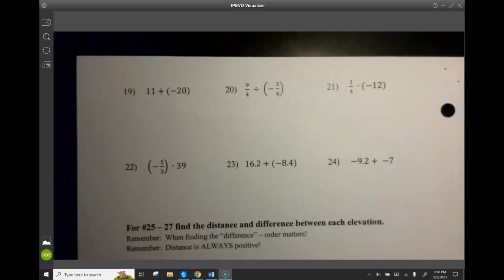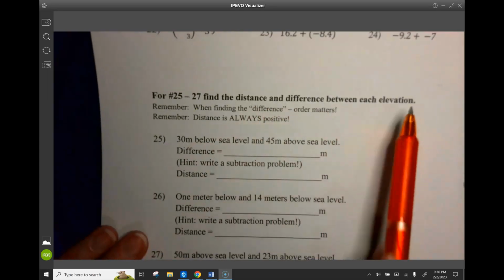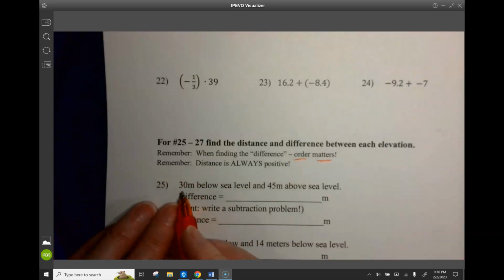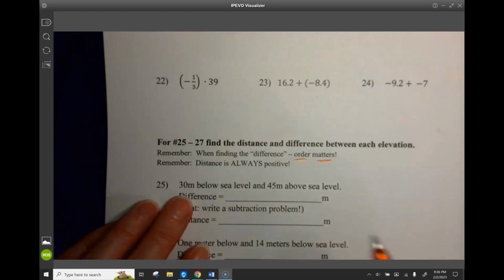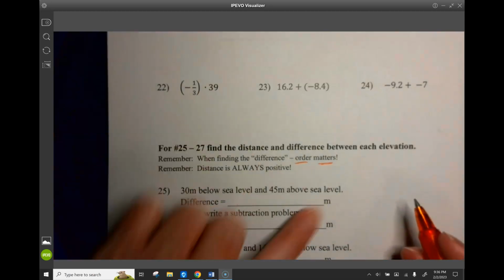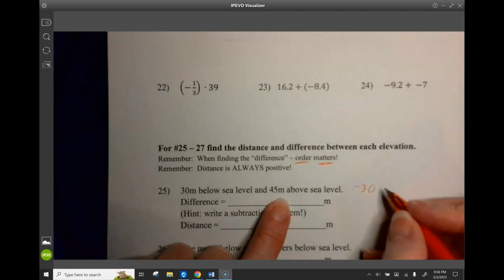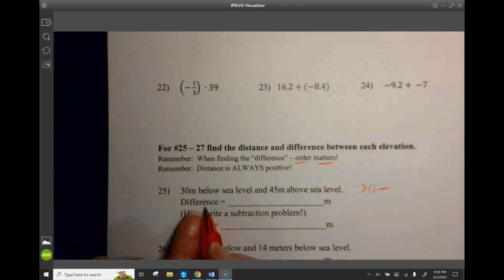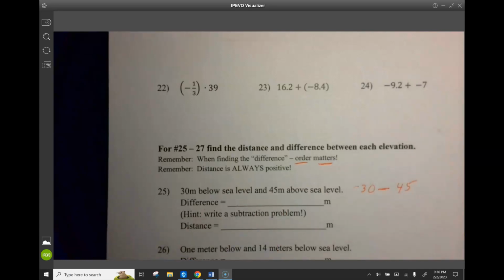Okay, let's look on the back. Oh, yay, you have more. Woohoo! Then, on this one, find the distance and the difference between each elevation. Remember, when finding the difference, order matters. So look at this. 30 below, 40 above. Don't change the order. Just come right over here. Take them right over here. 30 below, negative 30. 45 above. But I'm finding a difference. I have to subtract. Subtract, subtract, subtract. 45 above. Okay? Then go through and do that.